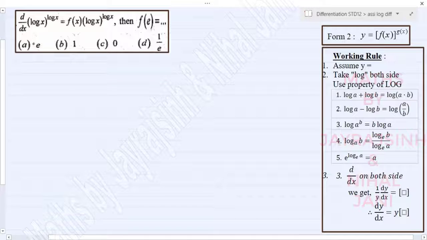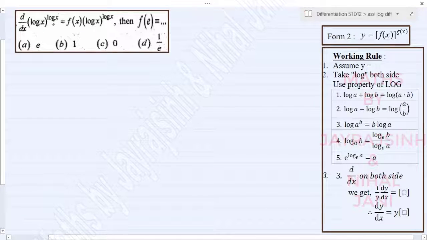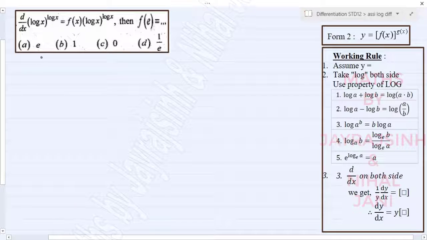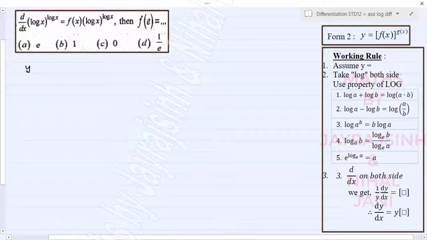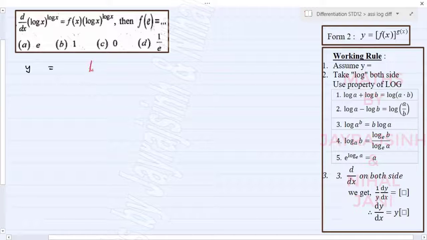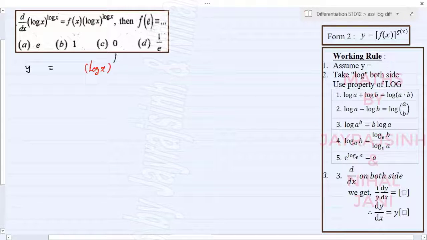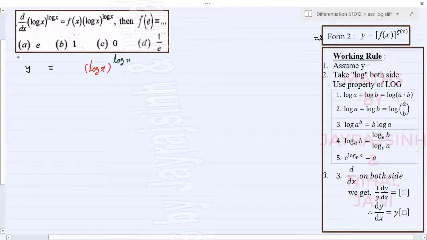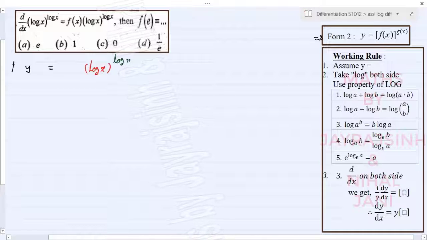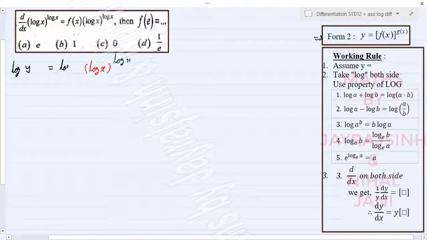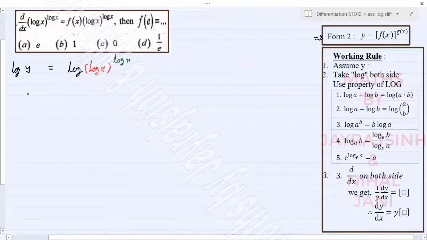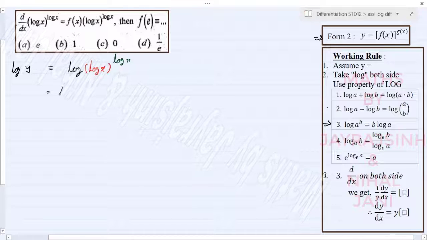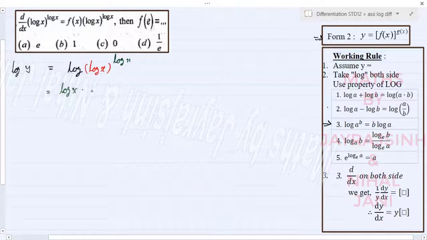Here we have the differentiation of log x raised to log x is equal to f(x) into log x raised to log x. Then we have to find f of e. Basically, here we have y is equal to log x whole raised to log x, which is in the second form of logarithmic differentiation. So let's take log on both sides to remove variable raised to variable. Using the third property we will get log x into log of log x.